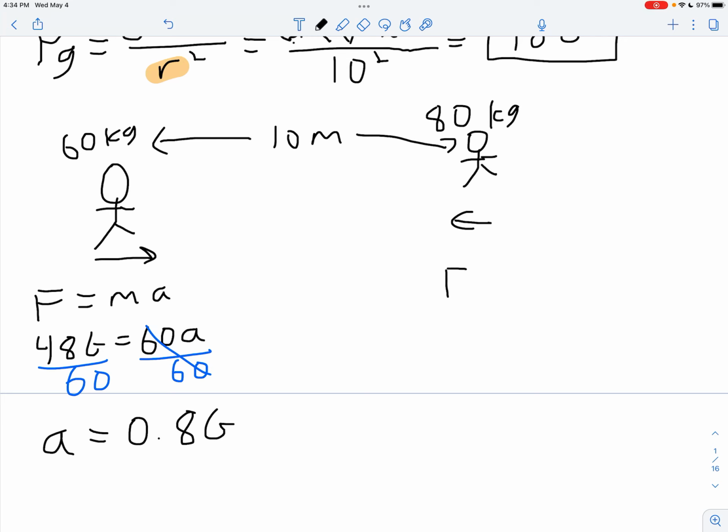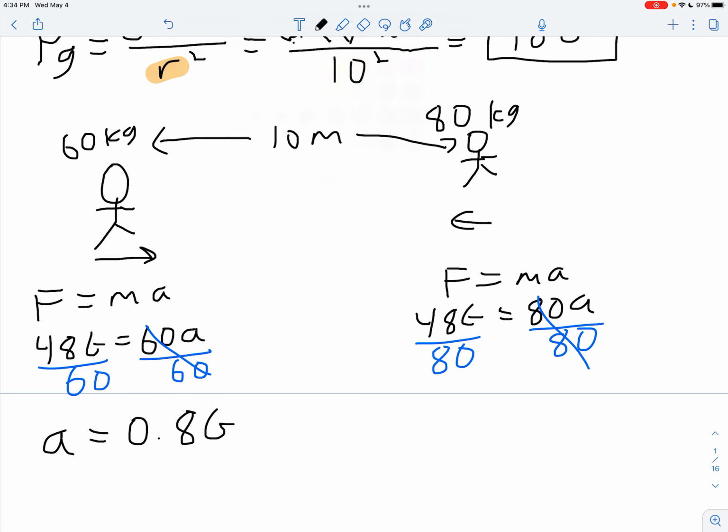And I'm going to do the same thing for the other person. I'm going to find the other person's acceleration. So the same force is pulling both people, so it's still 48 G, that's my force, but this person has a different mass. So I can use that to find their acceleration. I'm going to divide both sides by 80 again. And I get A equals 0.6 G. All right, and it makes sense that the person on the right has a smaller acceleration because they're bigger. So bigger people are going to get pulled slower. So that makes sense. So we're looking good.